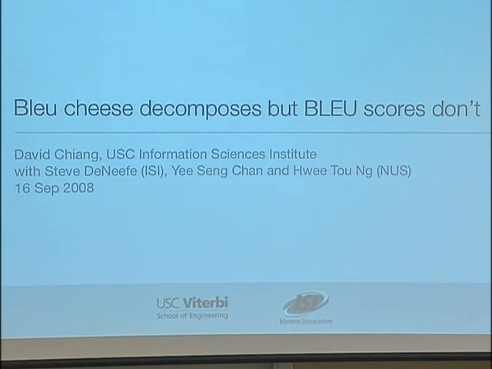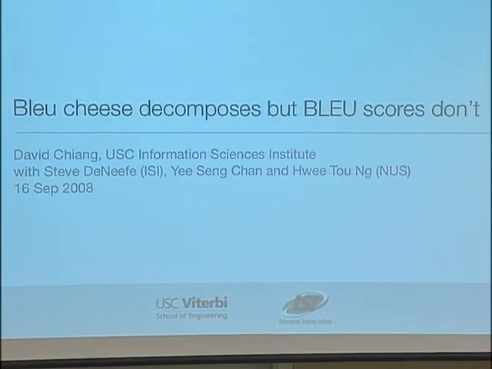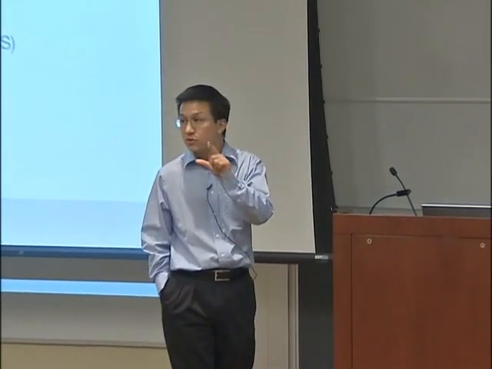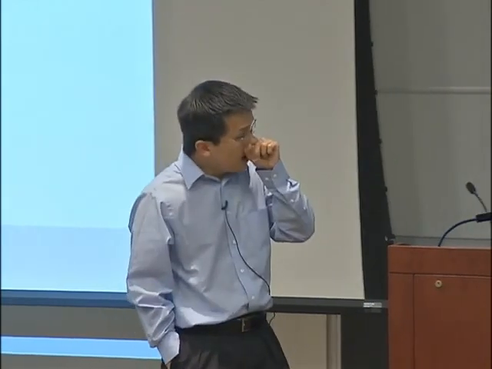So the immediate thing that prevents Blue from decomposing is the brevity penalty? Everything, yeah. But already just whenever you use precision, then you don't have this property. Because precision lets you choose which sentences you'll be scored more heavily on. So WER has all of these properties. You can calculate it all the way down to the hyper edges of the lattice.